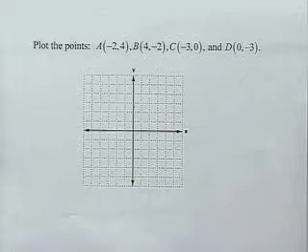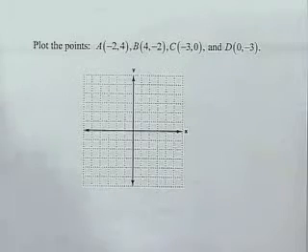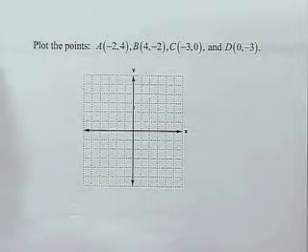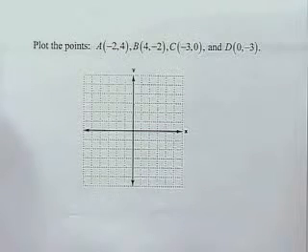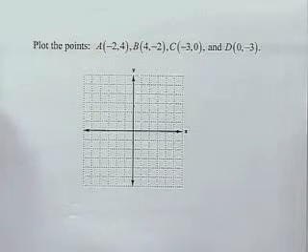Let's look at plotting points in the rectangular coordinate system. We want to plot the points A with coordinates -2, 4, B with coordinates 4, -2, C with coordinates -3, 0, and D with coordinates 0, -3.